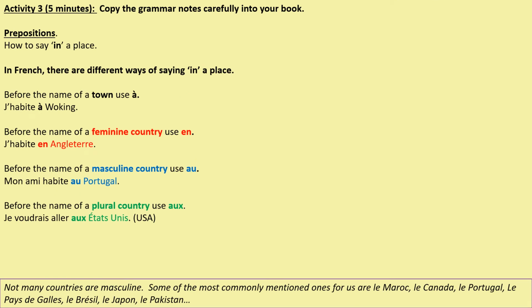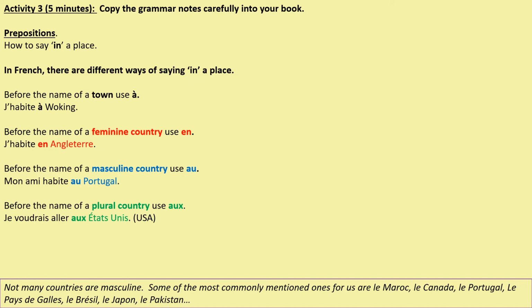Now that you're feeling more familiar with the country names in French, we're going to look closely at how to use them in a sentence. We want to be able to say things like, I live in Spain. So we'll focus on this little word in. It's a preposition because it tells us where something is. In French, there are different ways of saying in a place. Before the name of a town, use à.